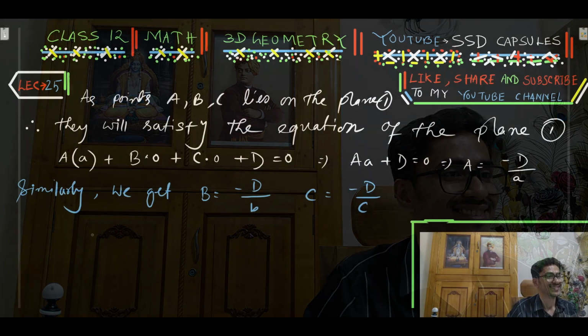How have I written this? Just put the values (0, b, 0) and (0, 0, c) in equation 1 and you can get it simply. So do it yourself, home assignment.